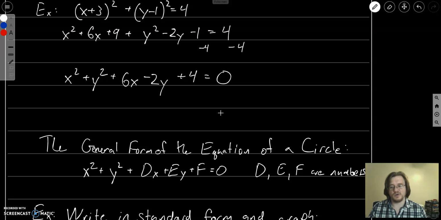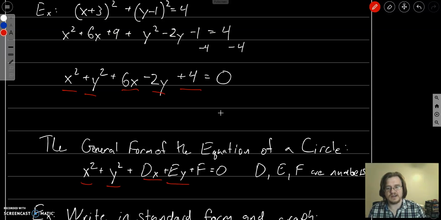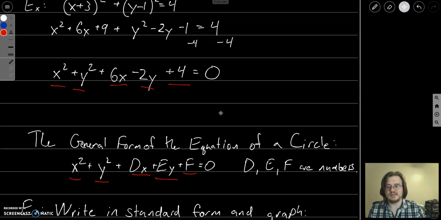And the important points, we have an x squared and a y squared. We've got just an x term and a y term. And we've got just a number at the end, just this constant. And everything is equal to 0. So D, E, and F are just going to be these numbers right here. So in general, any equation that looks like this is going to give a circle.